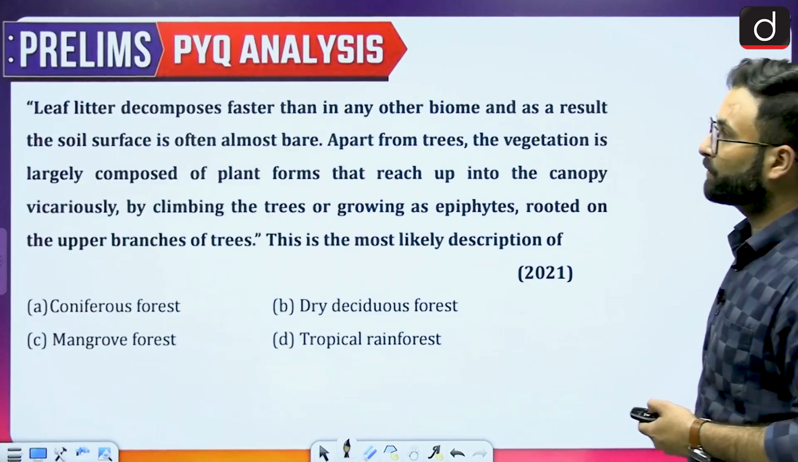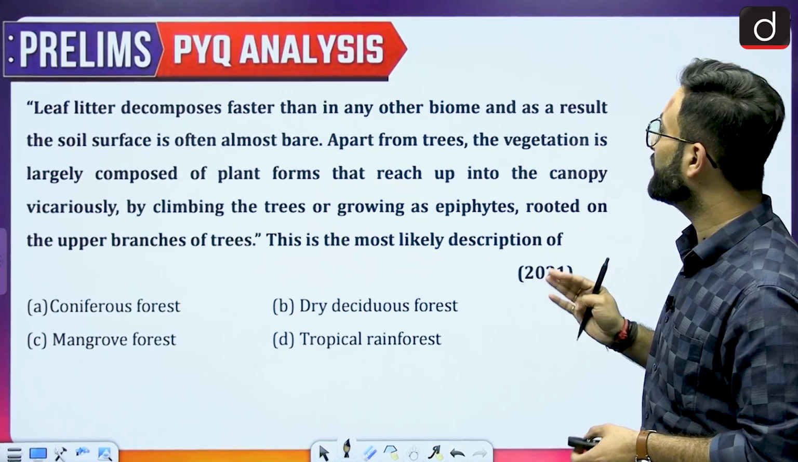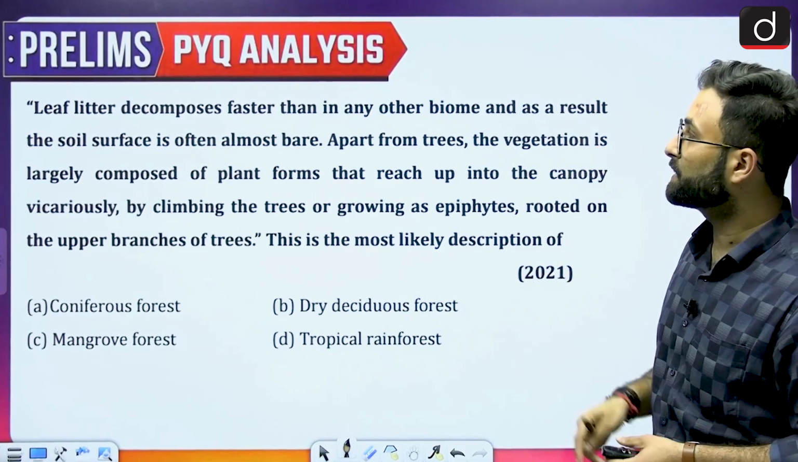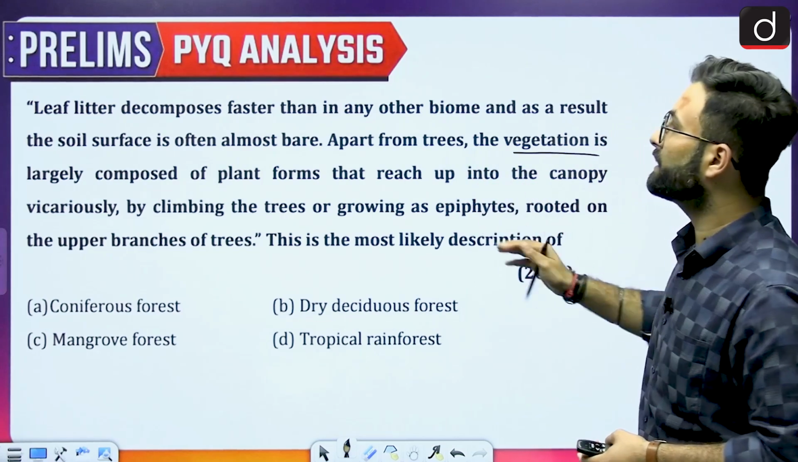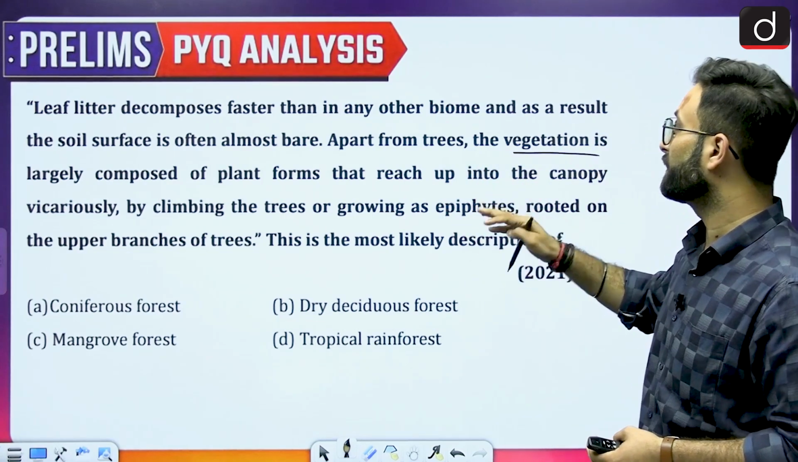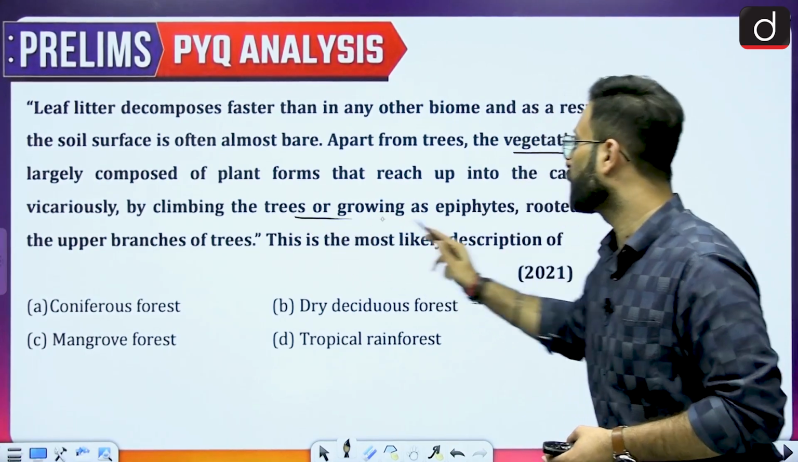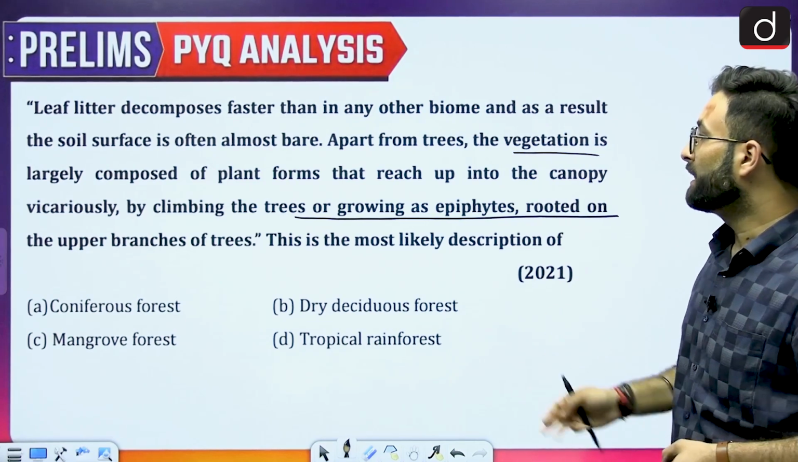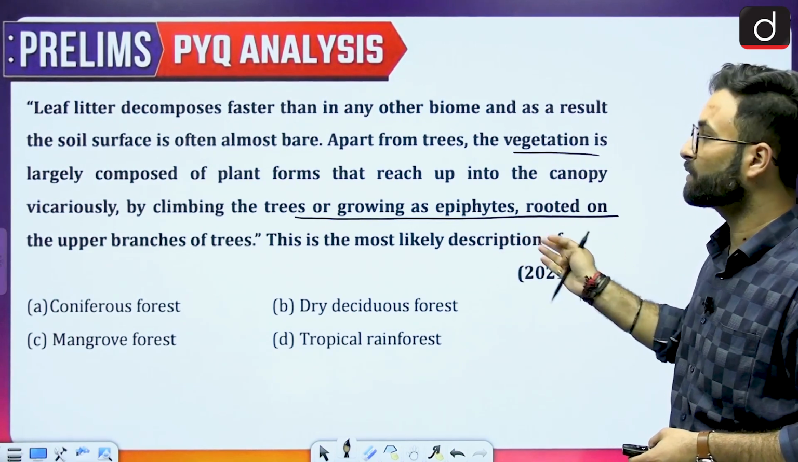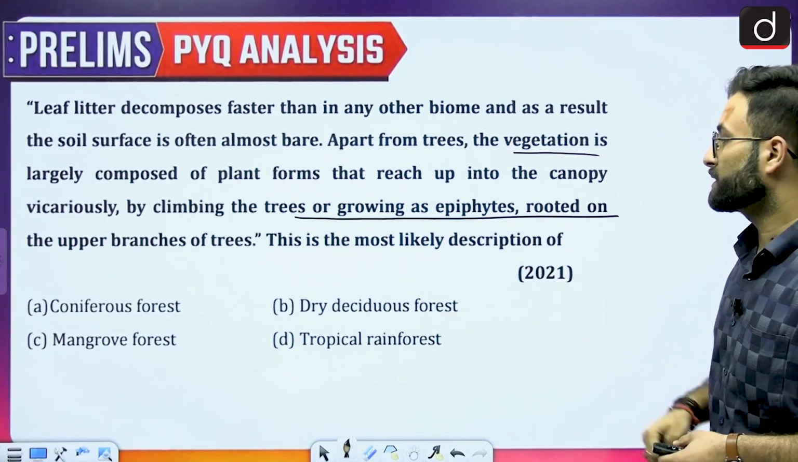Okay. Coming to the next one: leaf litter decomposes faster than in any other biome, and as a result the soil surface is often almost bare. Apart from trees, the vegetation is largely composed of plants that reach up to the canopy vicariously by climbing the trees or growing as epiphytes rooted on the upper branches of the trees. That is the most likely description of coniferous forest, dry deciduous forest, mangrove forest, or tropical rainforest.